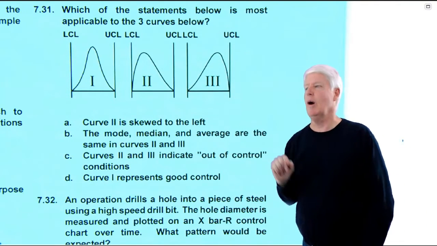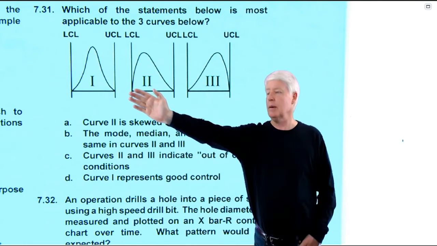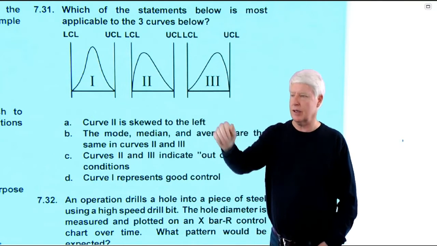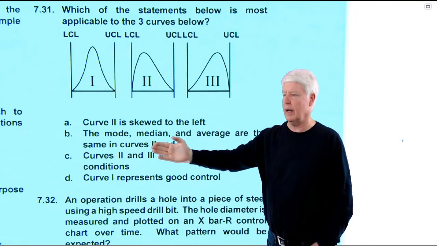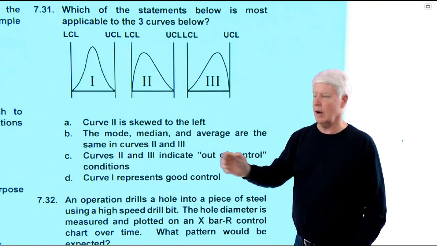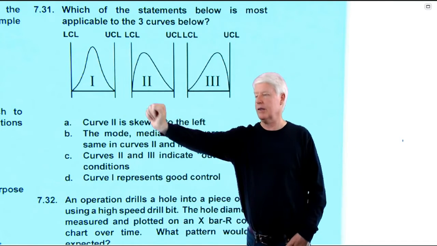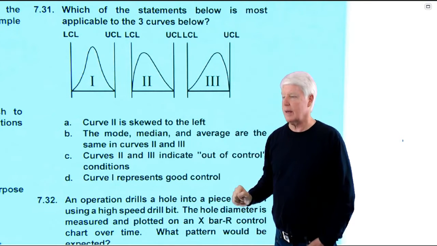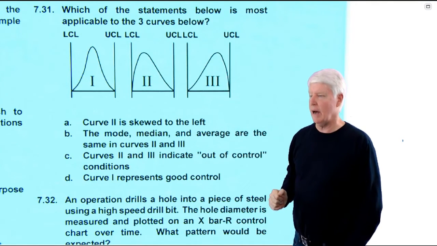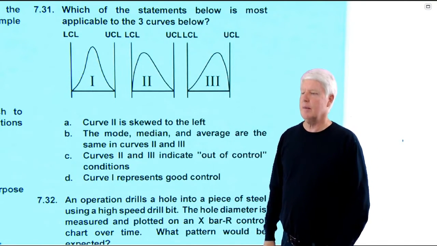Which of the statements below is most applicable to the 3 curves below? Well, this is skewed to the right, this is skewed to the left. Curve 2 is skewed to the left. No, it's skewed to the right. The mode, median, and average are the same in curves 2 and 3. No, only in the normal distribution will those three be equal. So that is incorrect. Curves 2 and 3 indicate out of control conditions. Not necessarily, but it could be.